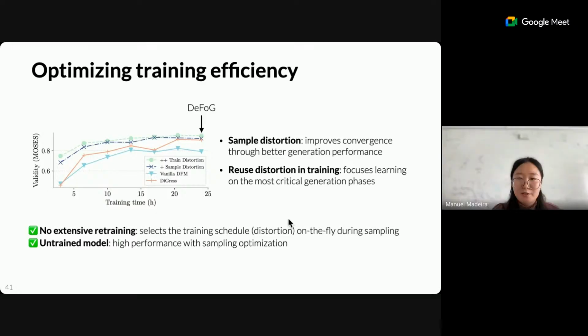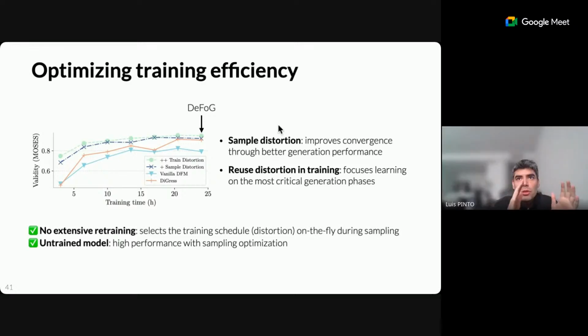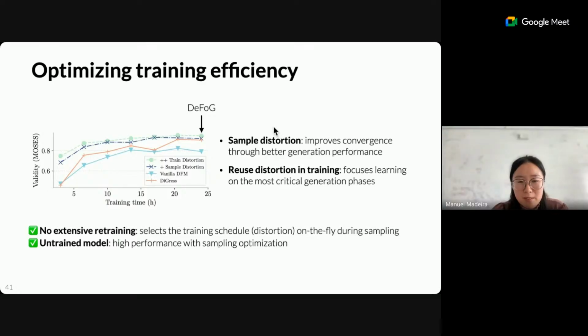One quick question. You say that you reuse the sample distortion scheduler for training. But that means that you started with one in training, then you tested different sampling ones, and then you took the best one to retrain? Yes, this is one way of doing that, but for most of the data sets, we are not doing this double retraining. It's just for Moses and Guacamole because those two data sets are large molecule data sets. They take a very long time to train.